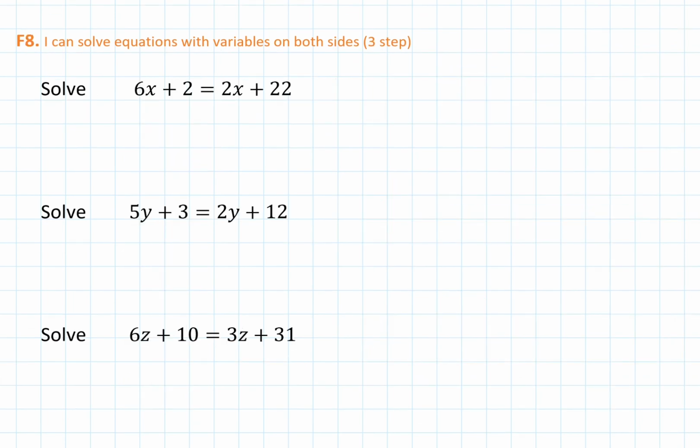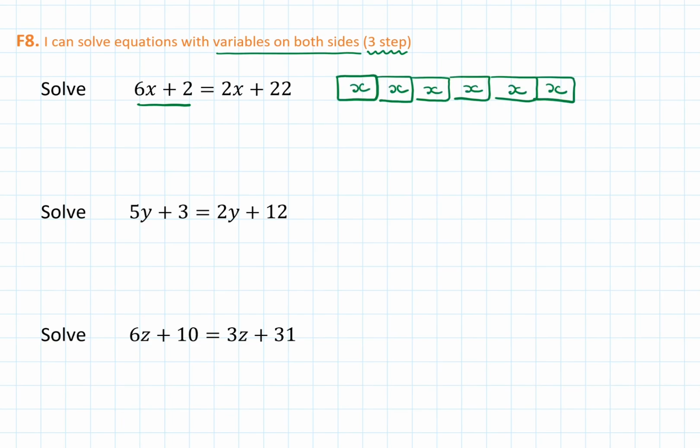We'll now look at F8. In F8, we'll deal with variables on both sides again, but this time it will require us 3 steps to work out the value of our unknown. Let's look at the first example. As always, we start with drawing our bar model. The left-hand side is 6x plus 2. We draw 6 x's plus an additional 2, and this will equal 2x plus 22. 1x, another x, and 22.